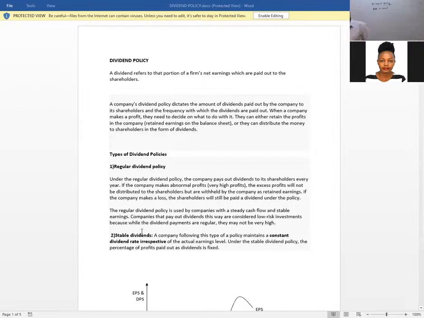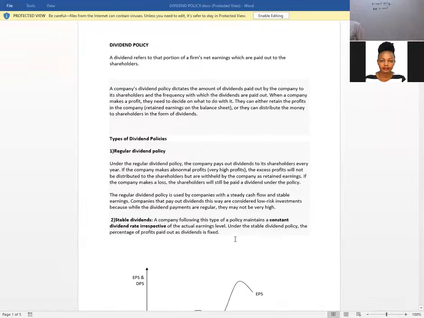The regular dividend policy is used by companies with a steady cash flow and stable earnings. Companies that pay out dividends this way are considered low-risk investments because while the dividend payments are regular, they may not be very high. For you to understand properly what regular dividend policy means, let's look at the stable dividend policy first. A company following this type of policy maintains a constant dividend rate irrespective of the actual earnings level. Under the stable dividend policy, the percentage of profits paid out as dividends is fixed.